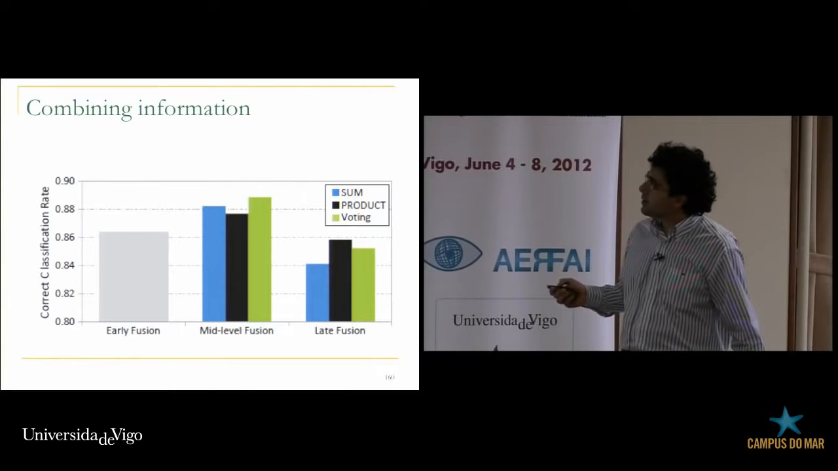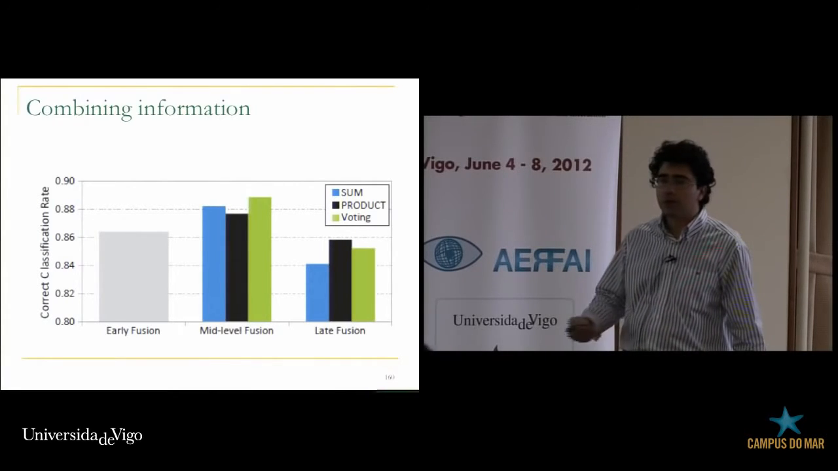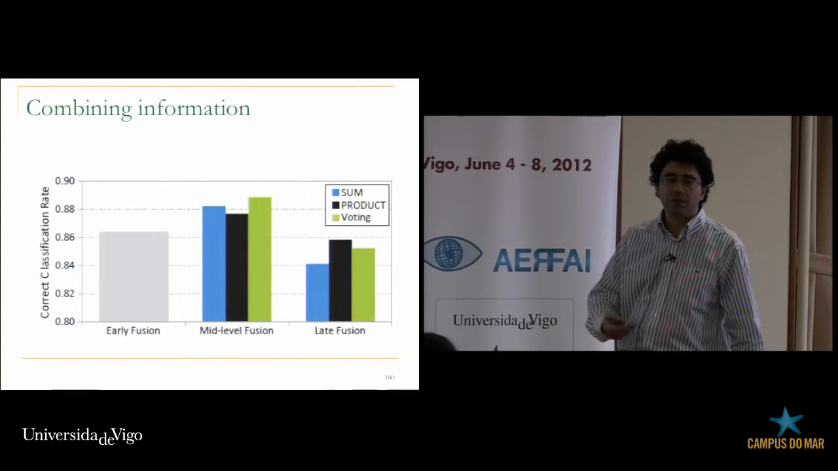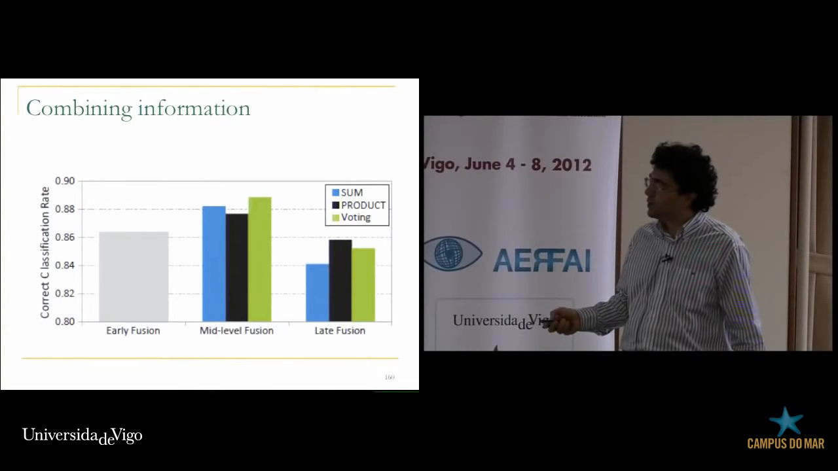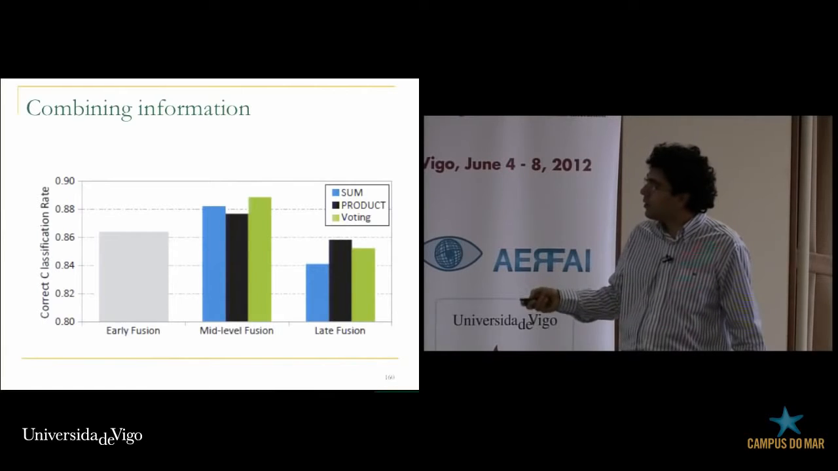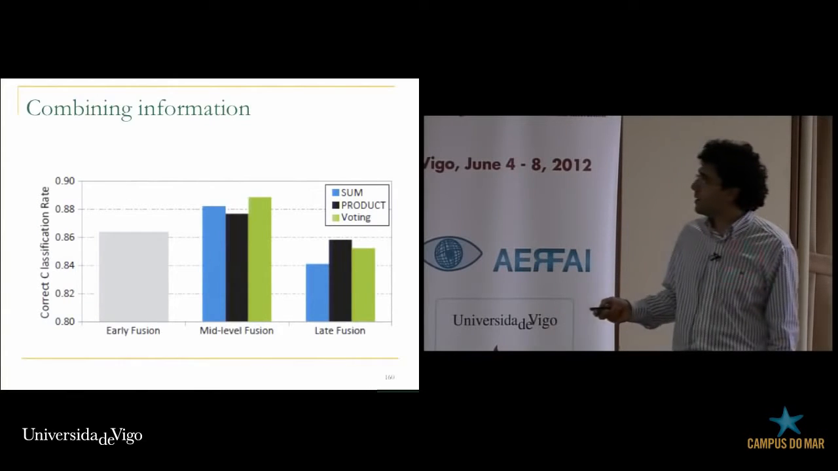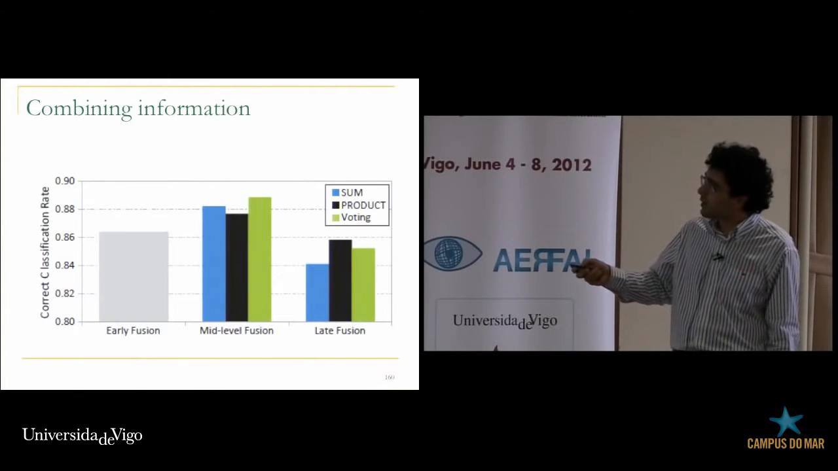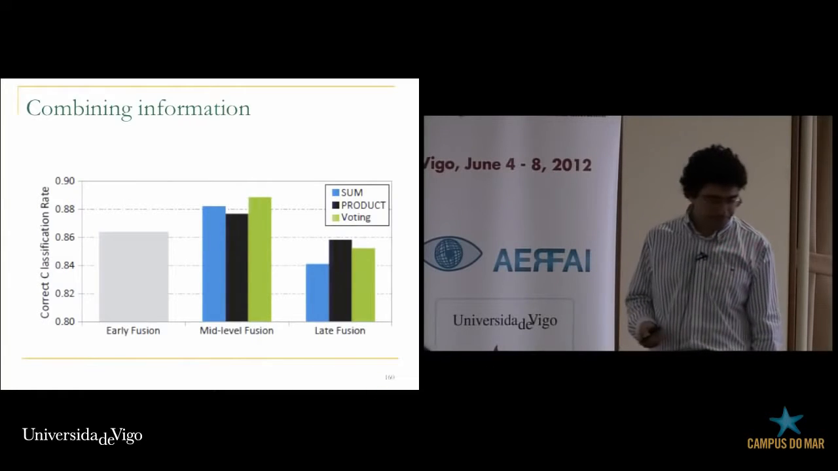And here is the result of combining information. Because we're getting a lot of different results from different locations on the face, you can do an early fusion, mid-level fusion, just after the feature selection has happened, or decision level fusion. And apparently, the mid-level fusion is better. And voting gives us quite 89% accuracy over a 400 subject data set. That's pretty good.